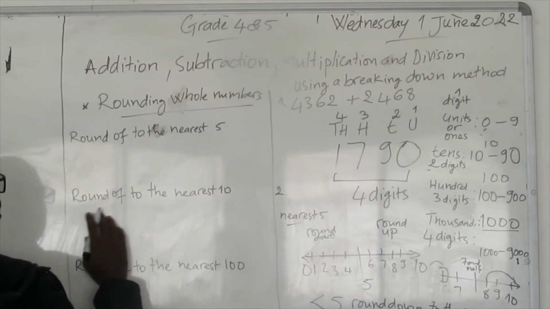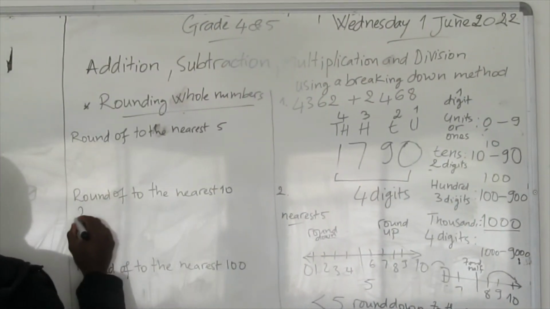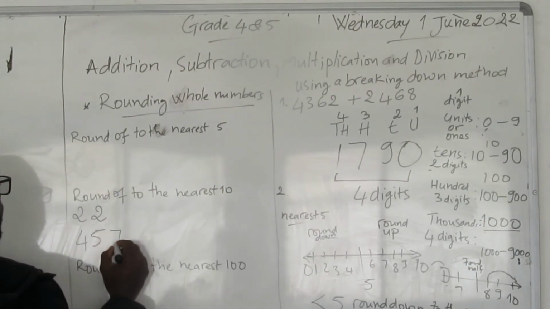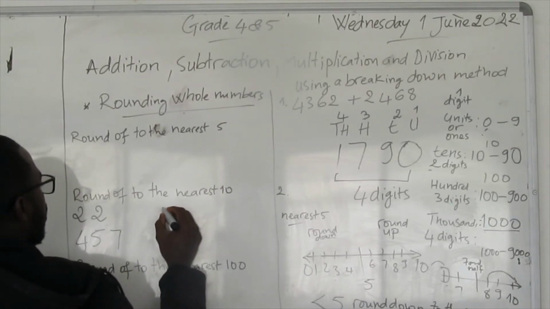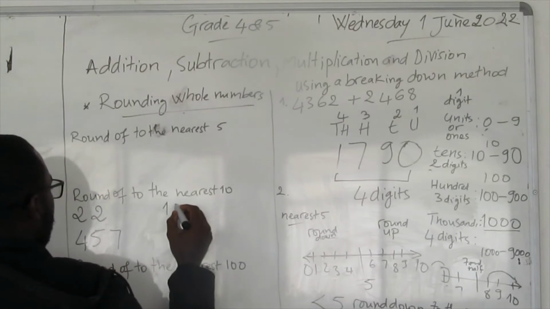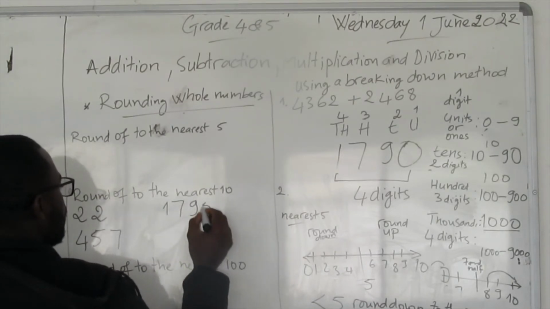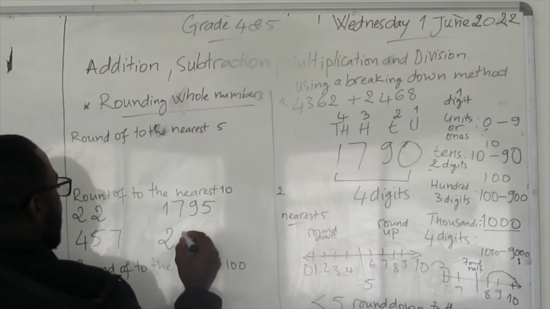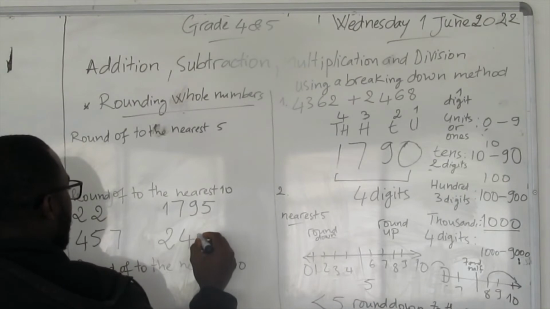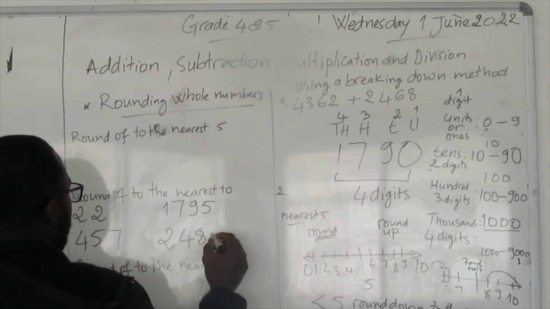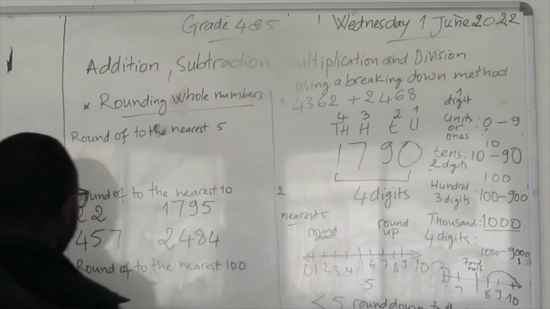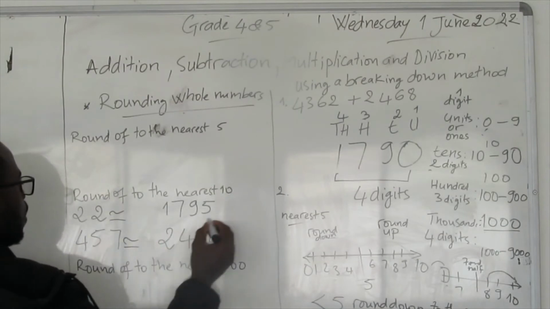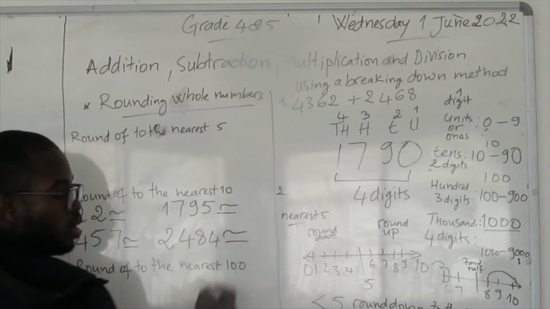Now, let me give you a number. Round to the nearest 10. 22, 457, 1,795, 2,484. Let's round off these numbers. Look here. We put a sign.